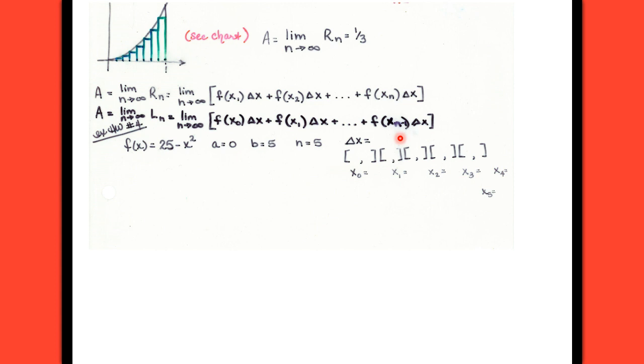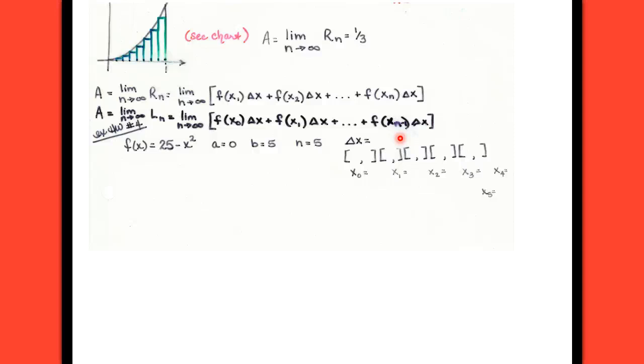So for example number 4 in the homework exercises, they say estimate the area under the graph of f of x is equal to 25 minus x squared from x equals 0 to x equals 5 using 5 approximating rectangles and right endpoints. Sketch it and see if it's an overestimate or an underestimate, and then repeat that same process for left endpoints.